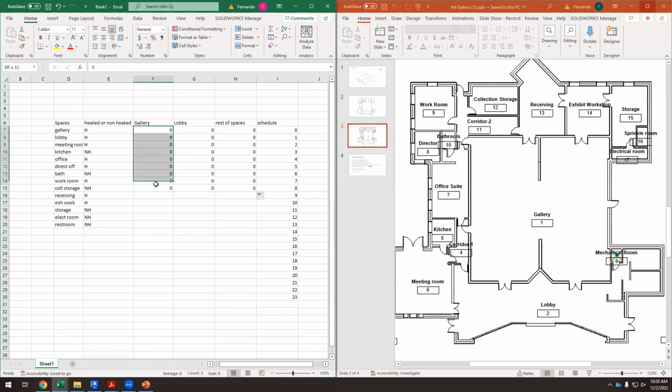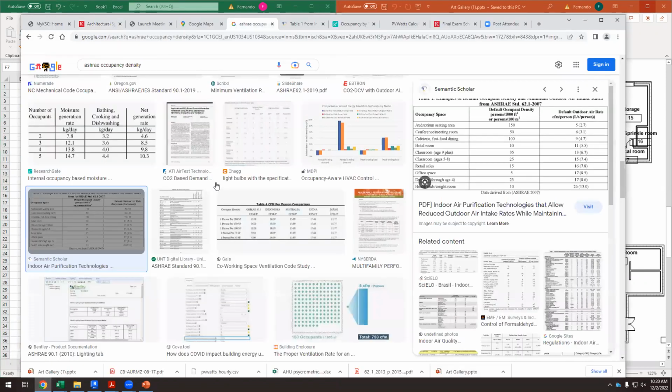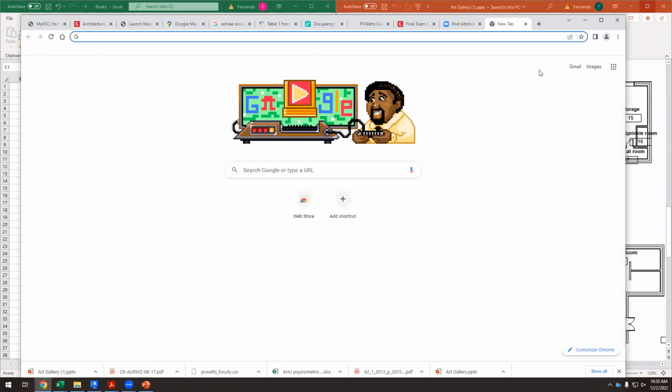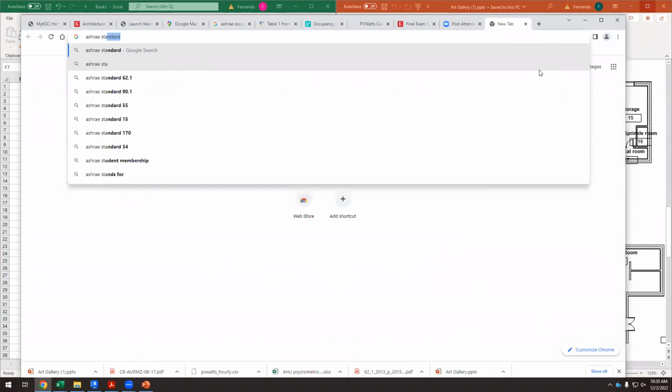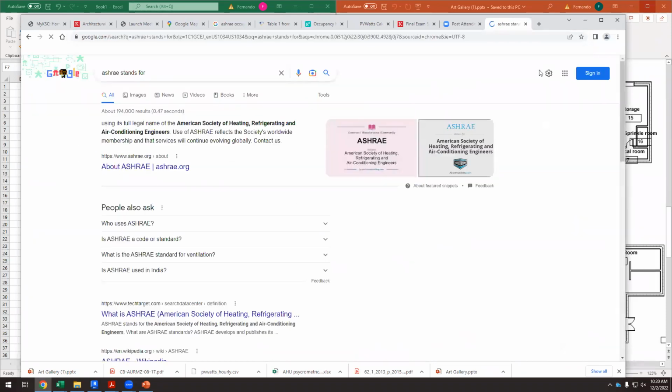And then what's the occupancy of art galleries? We need a reliable source in terms of occupancy. So what is the most reliable source? It's ASHRAE, the American Society of Heating, Refrigerating, and Air Conditioning Engineers. They are engineers, not architects, good. And they are related to heating, cooling, and air conditioning. So everything that has to do with heating, cooling, and ventilation comes from ASHRAE.